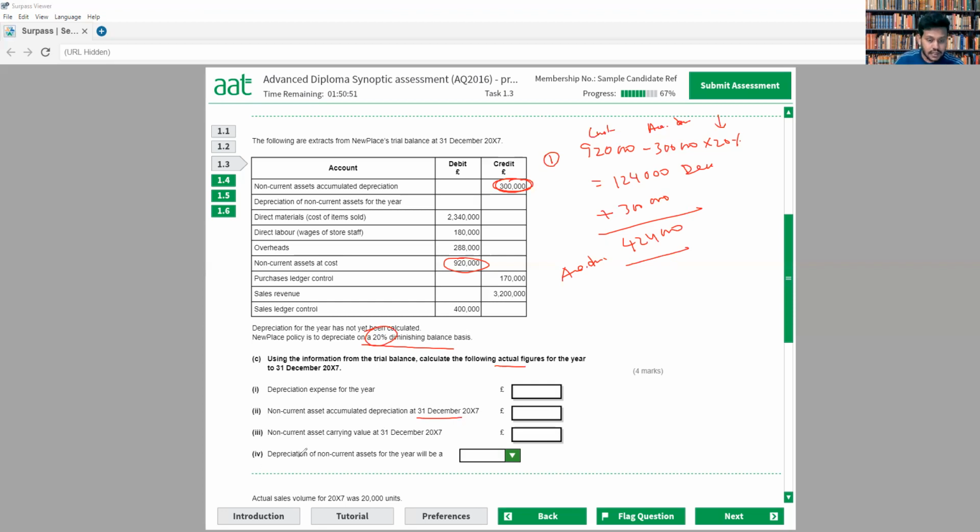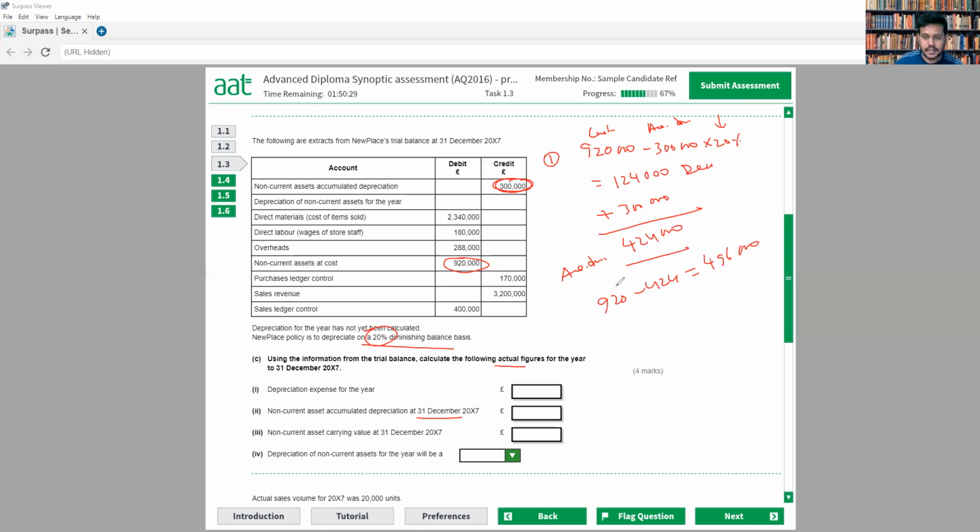And then we have a non-current asset carrying value. That's very simple. So what you need to do, from the non-current asset 920, we minus 424, the total depreciation, and that will give me the carrying value. So 920 minus 424, that gives me 496,000.